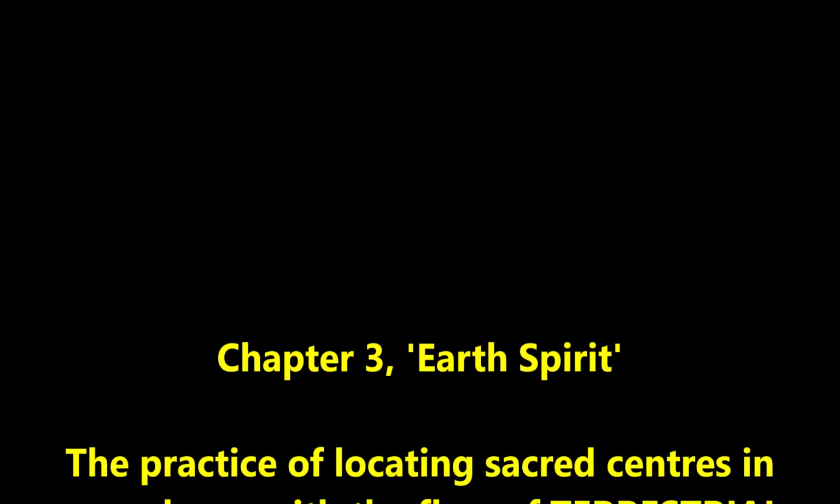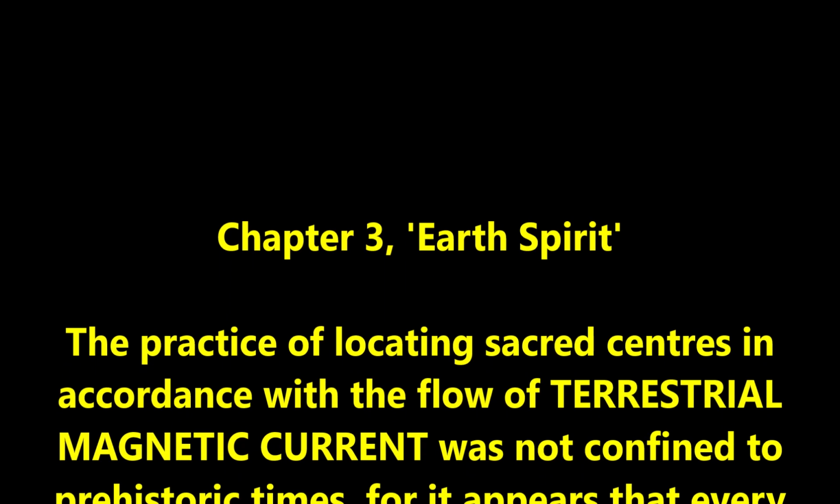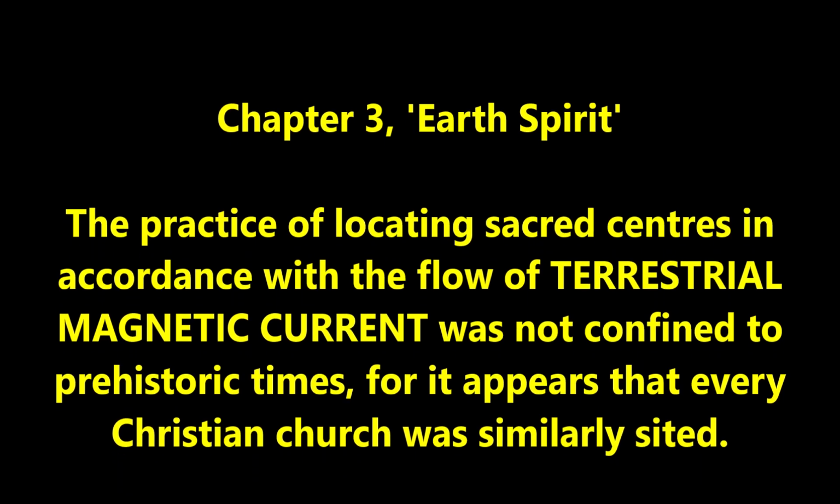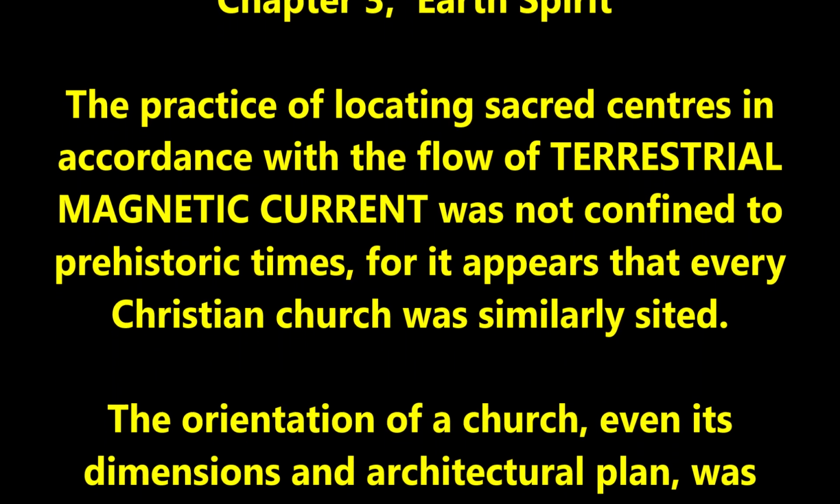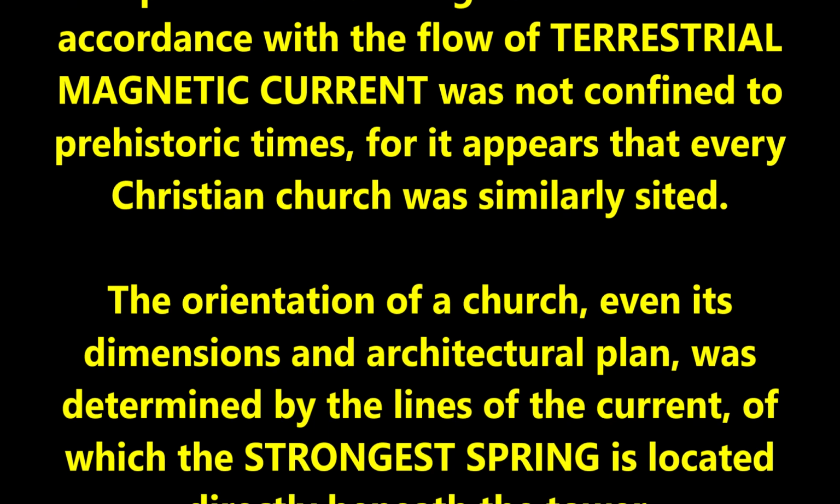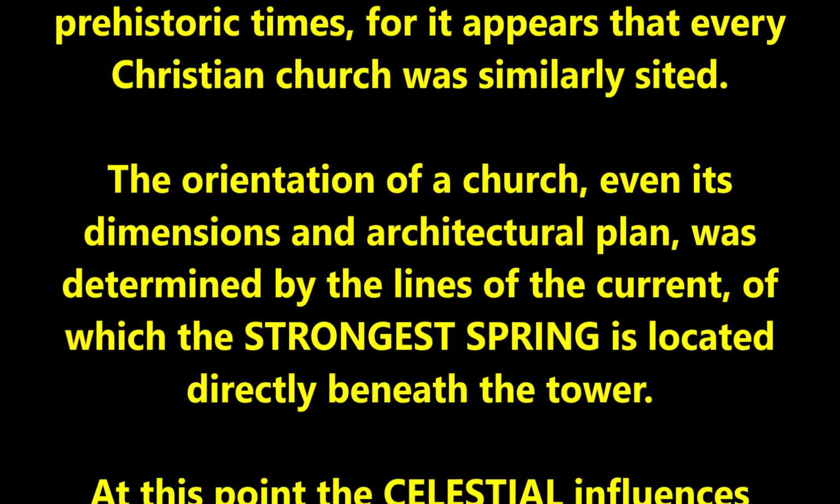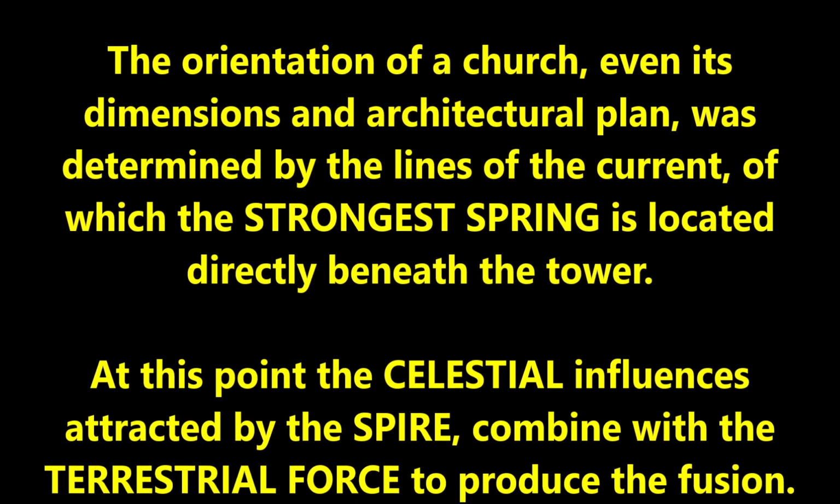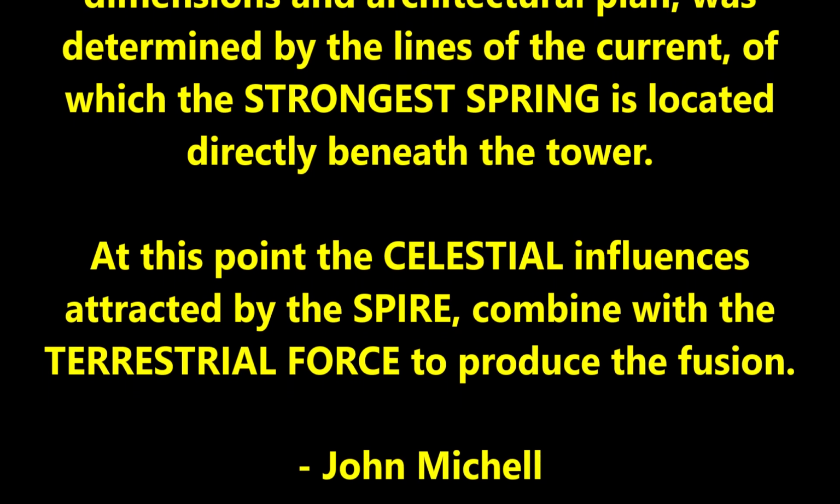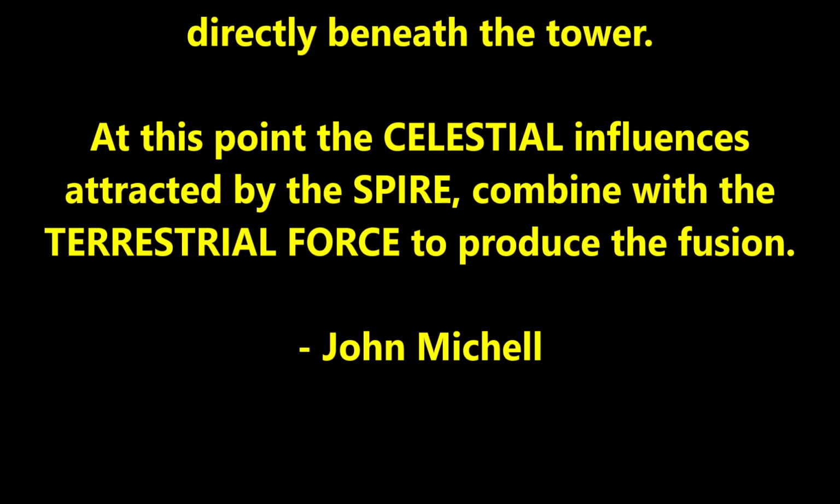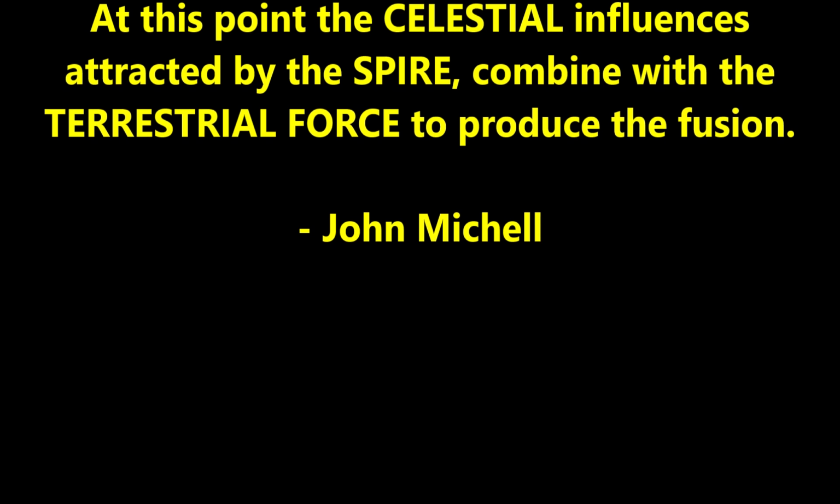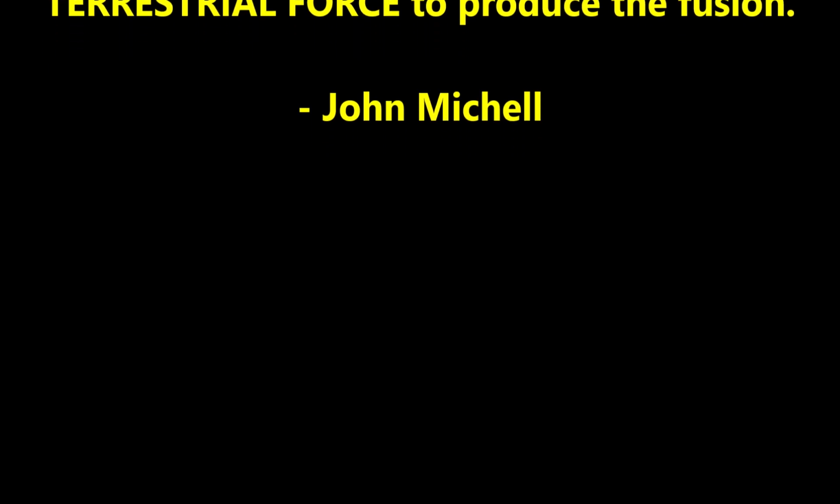The practice of locating sacred centers in accordance with the flow of terrestrial magnetic current was not confined to prehistoric times, for it appears that every Christian church was similarly sited. The orientation of a church with its dimensions and architectural plan was determined by the lines of the current, of which the strongest spring is located directly beneath the tower. At this point, the celestial influence is attracted by the spire combined with the terrestrial forces to produce fusion.